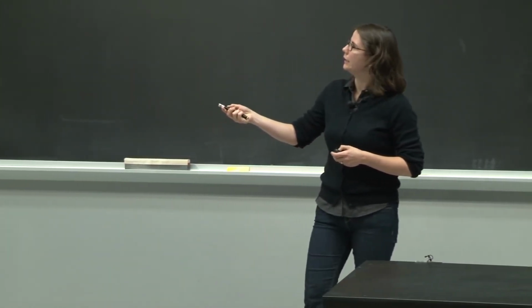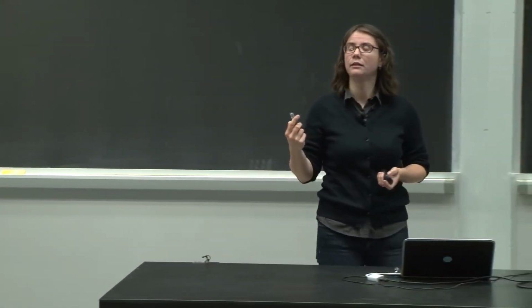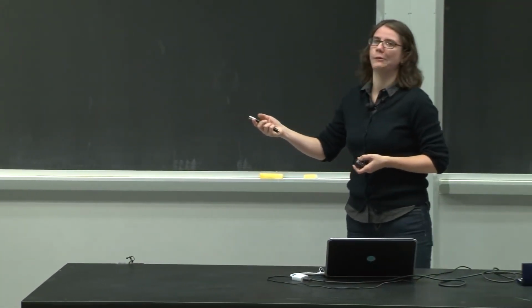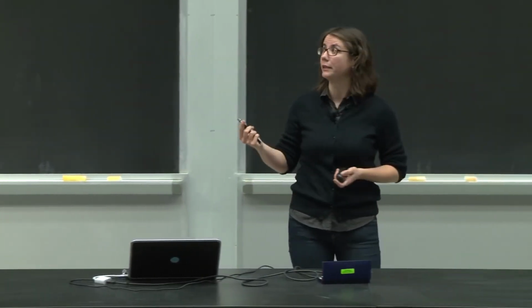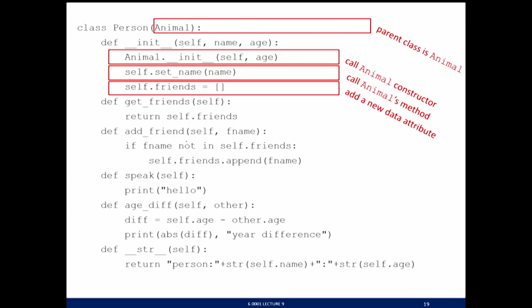The next thing I'm doing in the init is I'm going to set the name to whatever name was passed in. Okay? So in the init, notice I can do whatever I want, including calling methods. And then the last thing I'm doing here is I'm going to create a new data attribute for a person, which is a list of friends. Okay? So an animal didn't have a list of friends, but a person is going to.